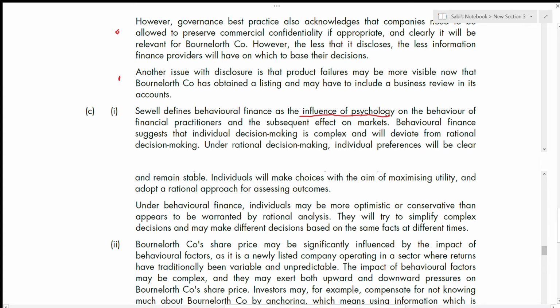Behavioral finance suggests that individual decision making is complex. Yes, because decision making is not rational, so you cannot bring it down to one common equation, right? You cannot do it. Each individual might have a different psychology, so each individual might see information in a different way.